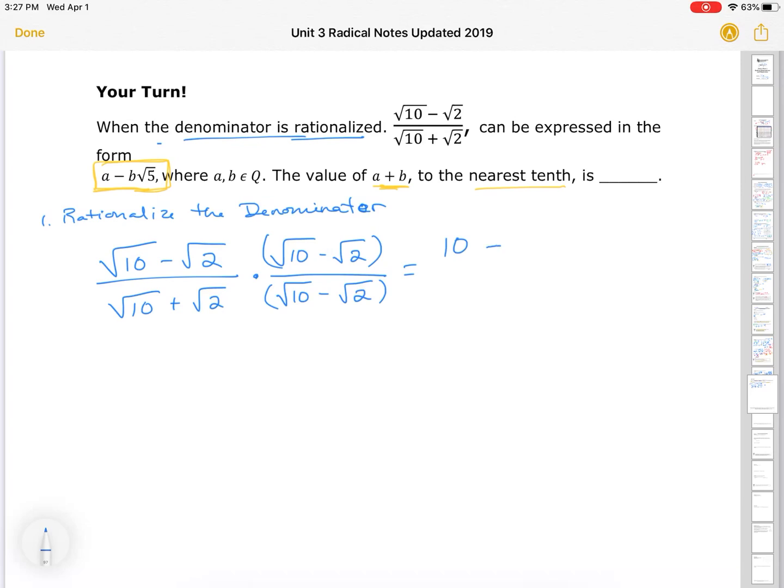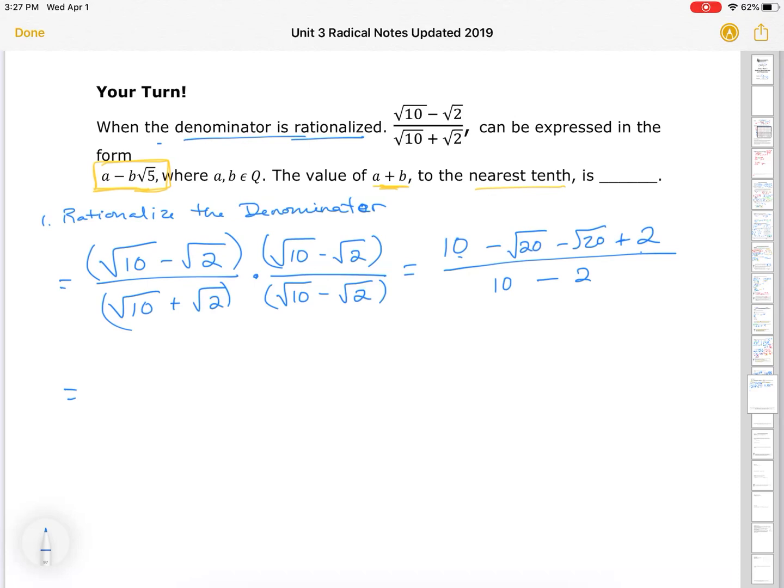So root 10 times root 10 is 10. Root 10 times negative root 2 is negative root 20. And negative root 2 times root 10 is negative root 20. And then negative root 2 times negative root 2 is positive 2, sorry, it's a negative times a negative. On the bottom, we're rationalizing the denominator, so we're basically just multiplying each term by each other and by itself and subtracting. So root 10 times root 10 is 10. Root 2 times root 2 is 2, and we are subtracting.